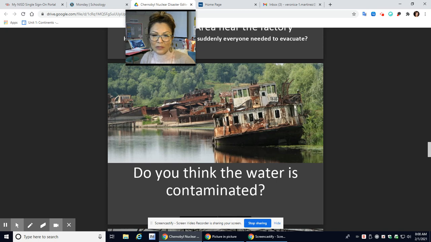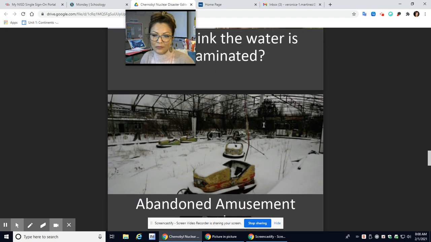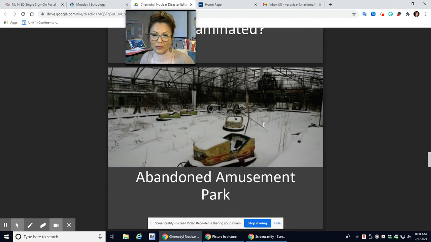Do you think the water is contaminated? Absolutely, it sure is. And you could go back to now, are there fish with three eyes? Possibly not, but it's just to give you an idea of how dangerous it is. Here's an abandoned amusement park.